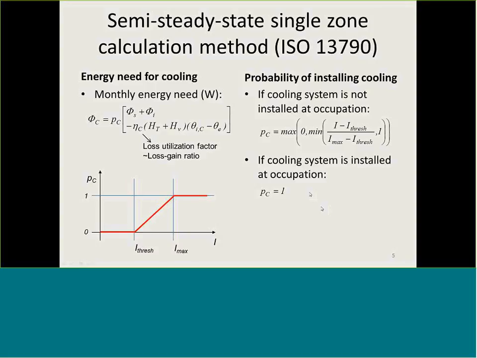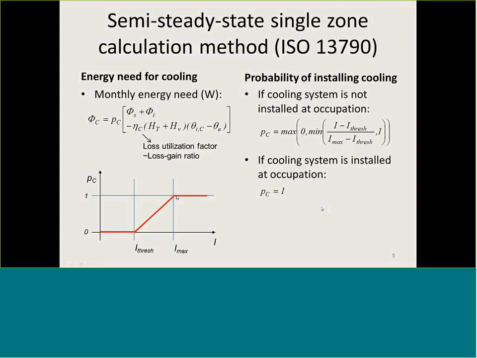You see the equations which define this probability of installing cooling. There's a difference for a situation where no cooling system is installed at the moment of occupation. In that case the probability of installing cooling will be 0 on the condition that the overheating indicator Y is lower than a given threshold value.